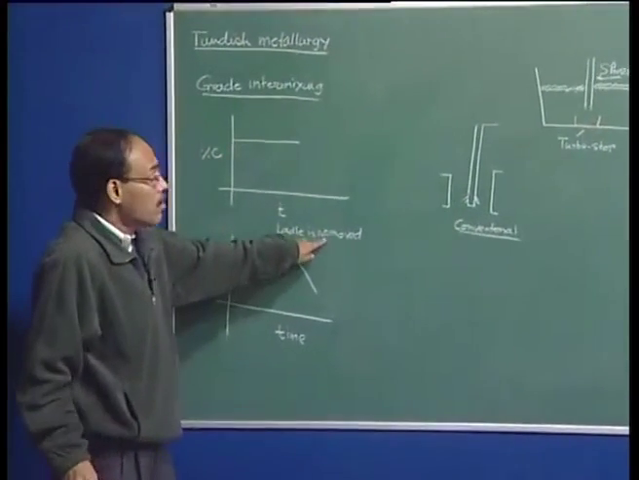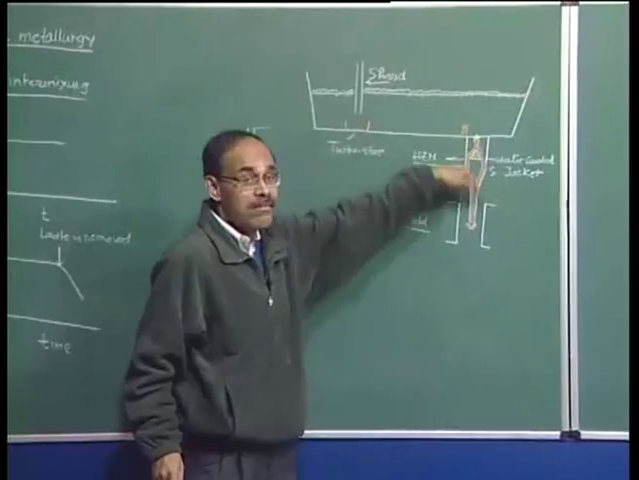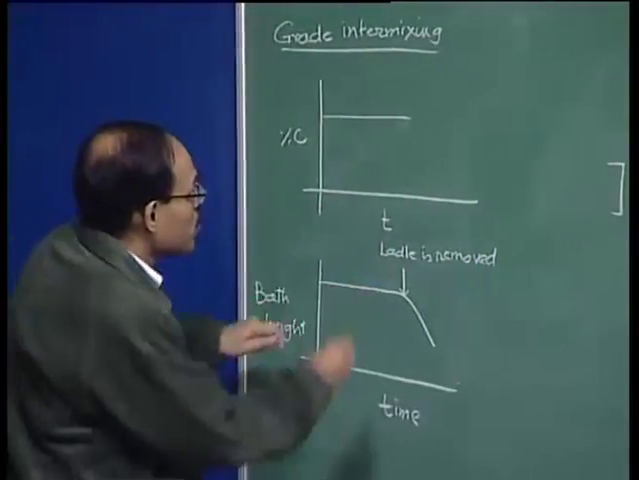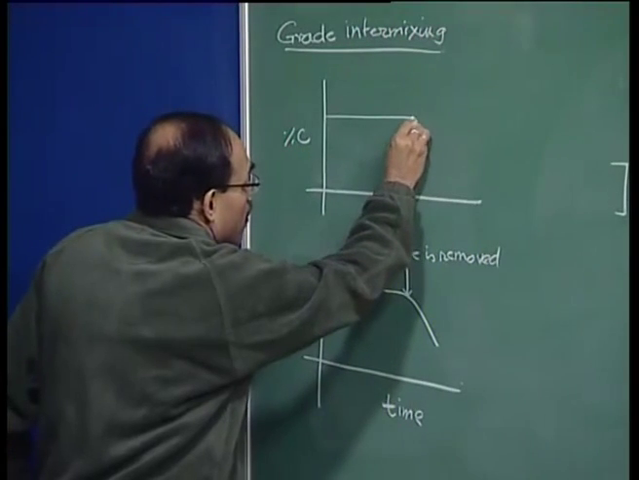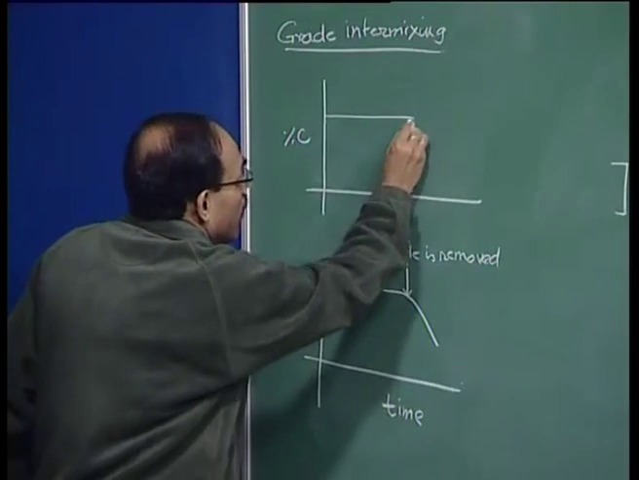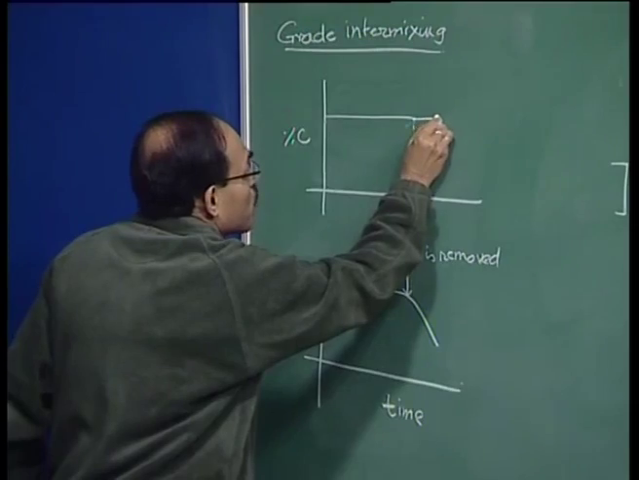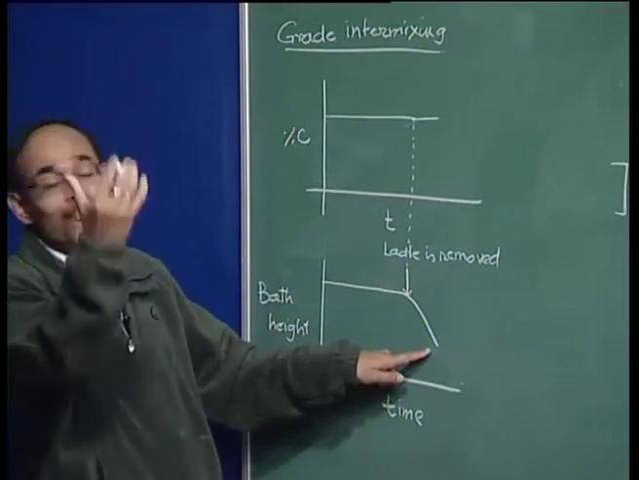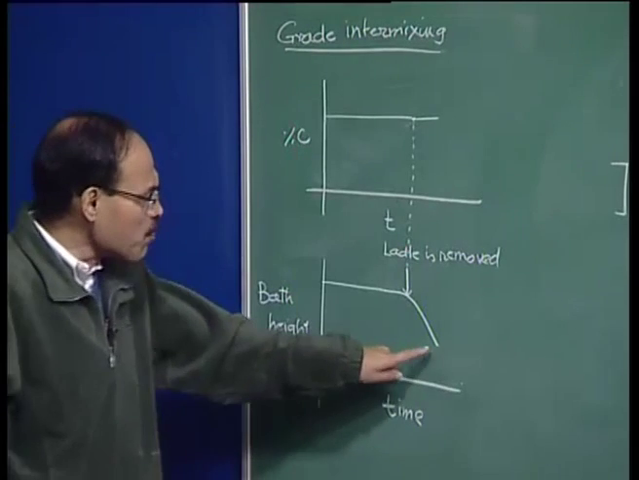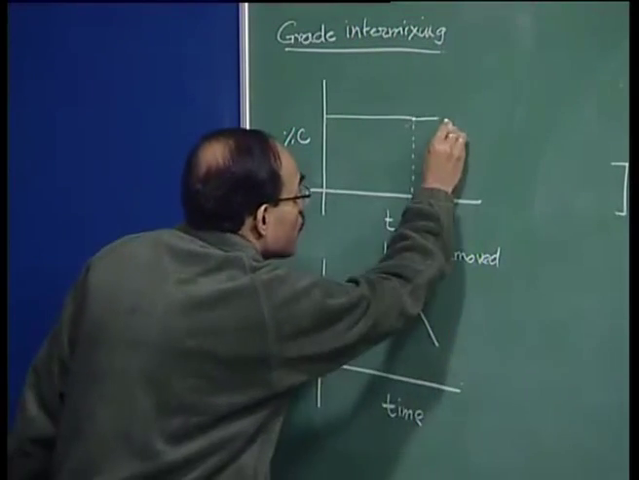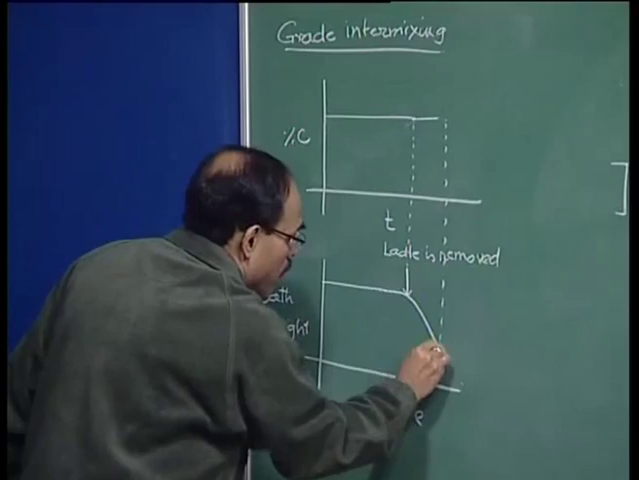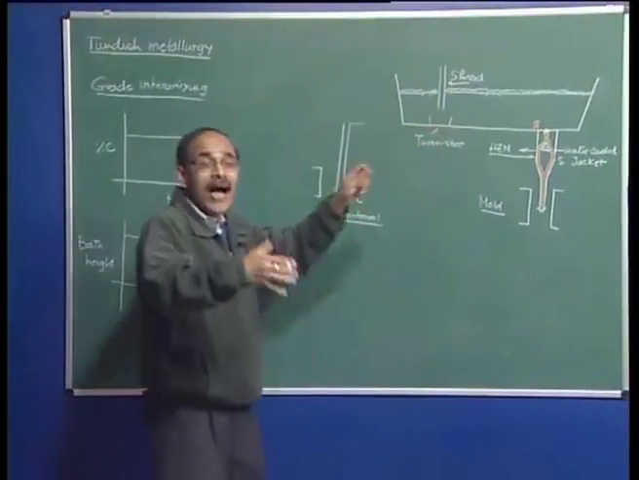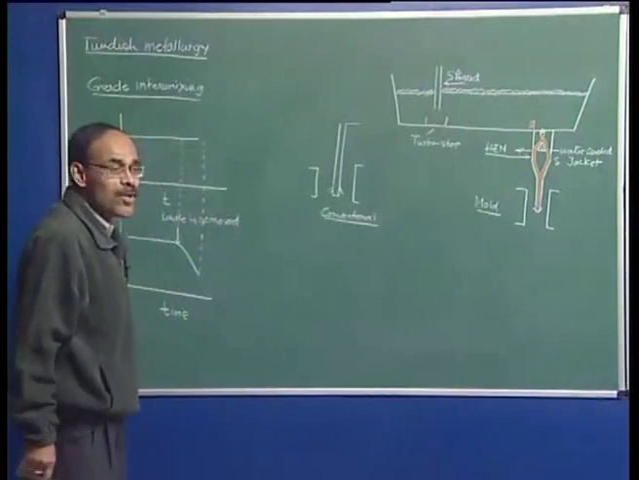Ladle is removed, but the casting is still continuing, as a result of which I am monitoring the concentration, and you see this is the point here. I would say that the same composition of steel is still being recorded even though the bath is falling, because there is no material coming in. Now, at this particular moment, I bring in the new ladle and start to pour in molten metal from the new one.